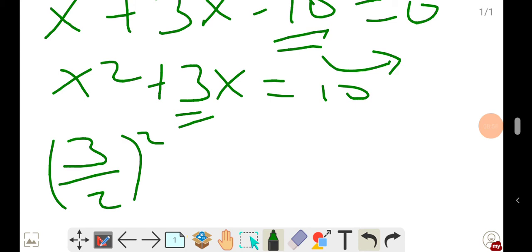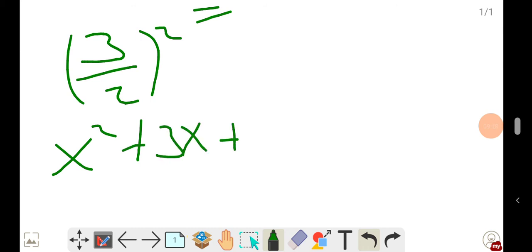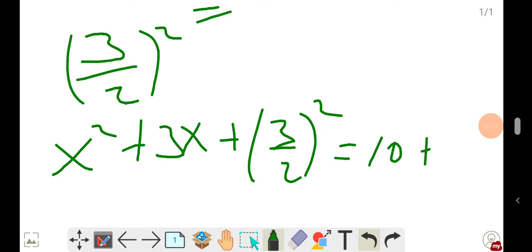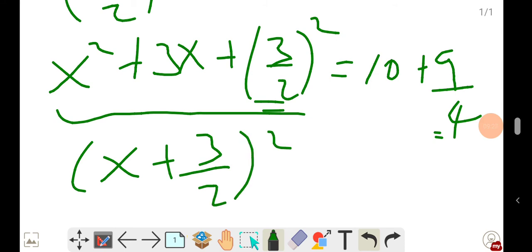This will be added to both sides. Then it's going to be, let us see how it looks: x squared plus 3x plus (3 over 2) squared is equal to 10 plus 9 over 4. Both sides will be added, this means 9 over 4. This left side is the same as (x plus 3 over 2) the whole squared. You can check it. If you square this one, it will give you this one.